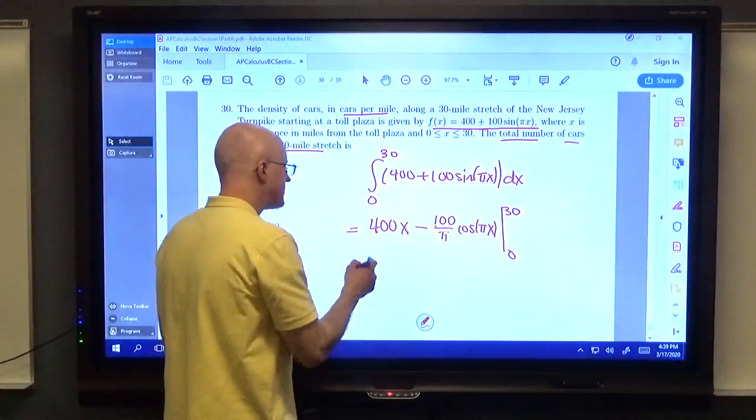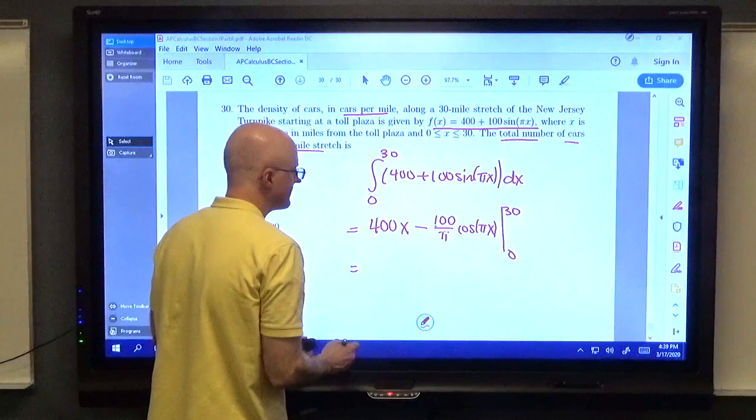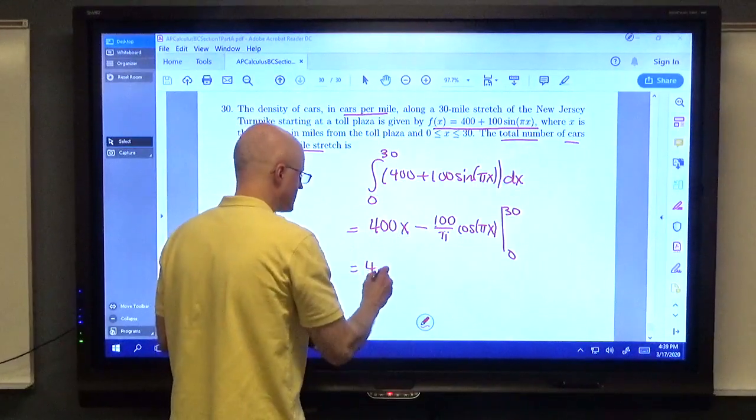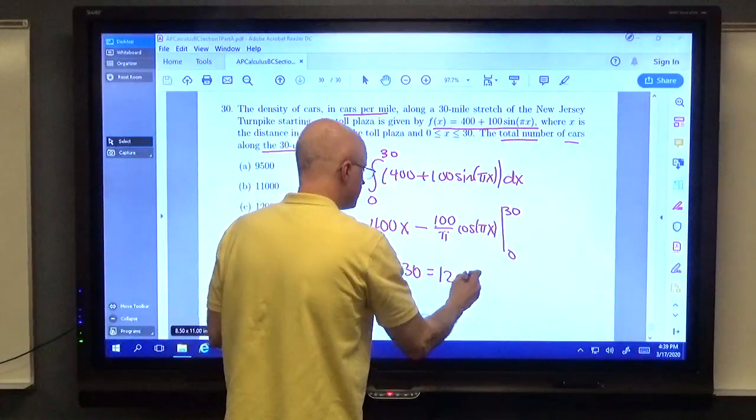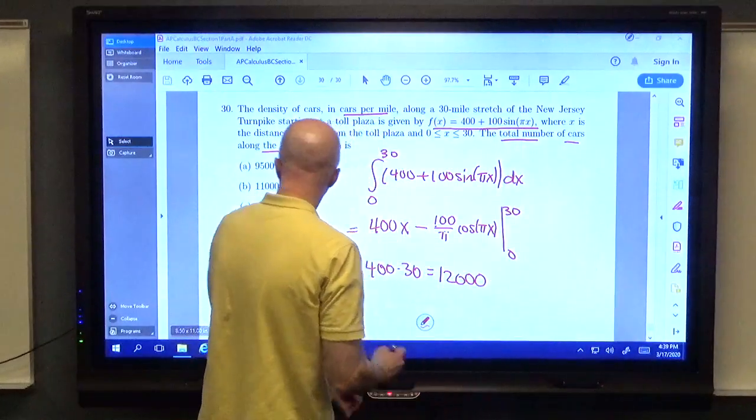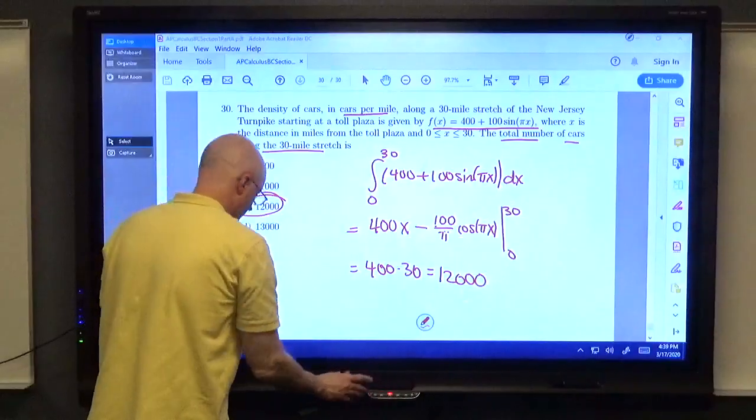The only thing that gives you something non-zero is the 400x. And that gives you 400 times 30, and that is 12,000. So 12,000 is the answer.